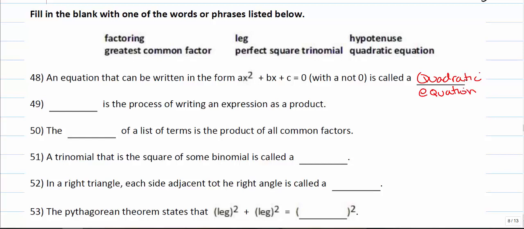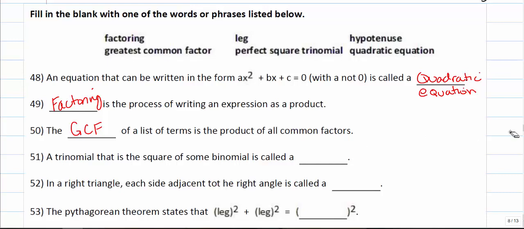Whenever we write an expression as a product, think about taking the number 20 and writing it as a product. That's called factoring. The next one says the list of terms that's the product of all common factors. That would be your greatest common factor.